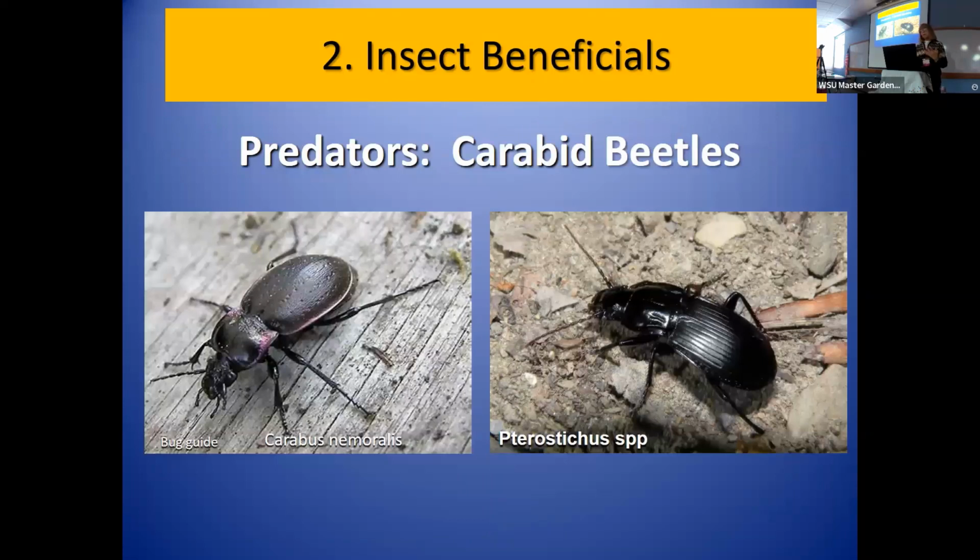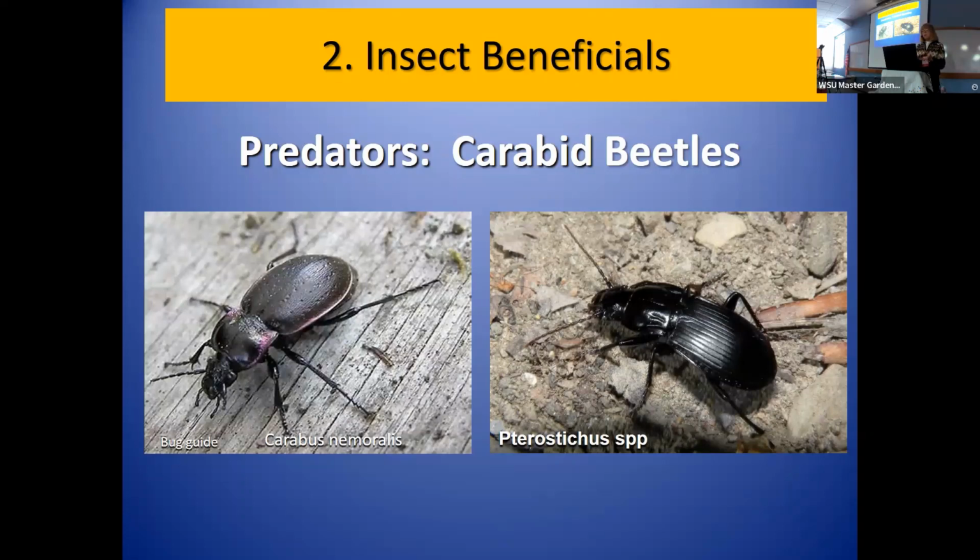All right, now let's look at our next group of beneficials, which are our predators. Predators are beneficial in that they help to control pest populations. They'll attack and feed on other insects, and in this way they're going to keep those populations low.